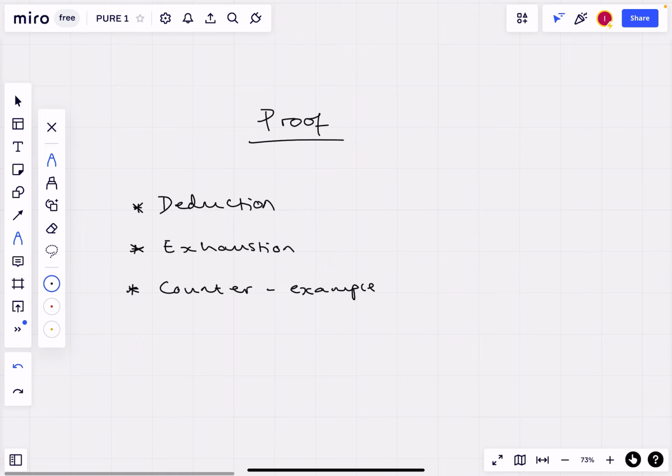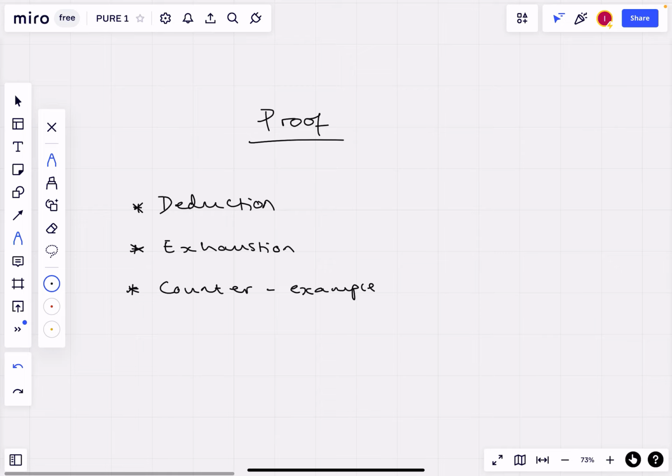question. Now, when it comes to proof, you can prove something in 3 ways: deduction, exhaustion, and counterexample. In deduction, you are outlining logical steps. So you can just state facts, and you can use logical steps to get to the desired conclusion. So proving that something is the case.